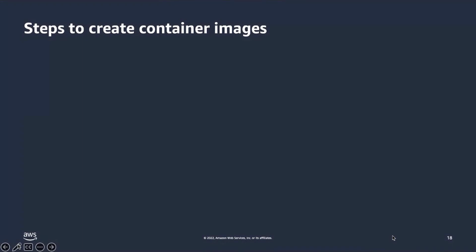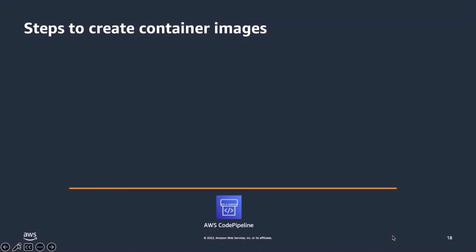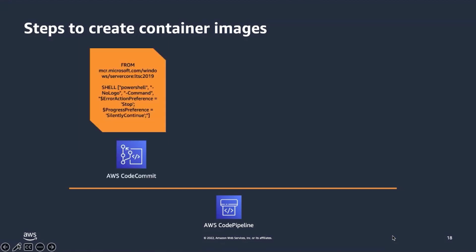But to run Windows containers, you need to build this container image. So let me go through an example of how you can build a Windows container image on AWS. For instance, you are using the AWS development tools, and you just set up a CI/CD pipeline, using AWS CodePipeline to work as a pipeline for your CI/CD. And then you decide to use AWS CodeCommit to be your Git repository.